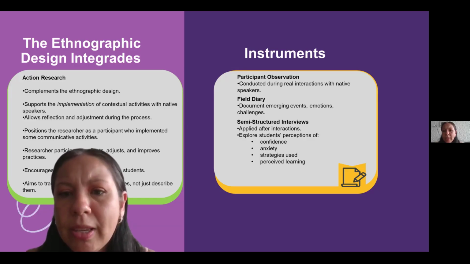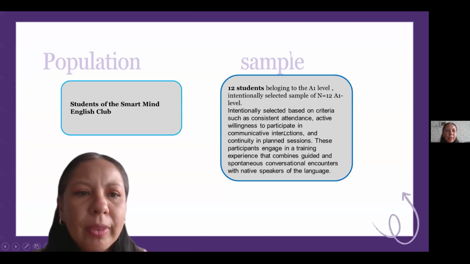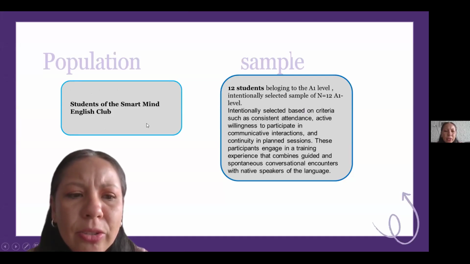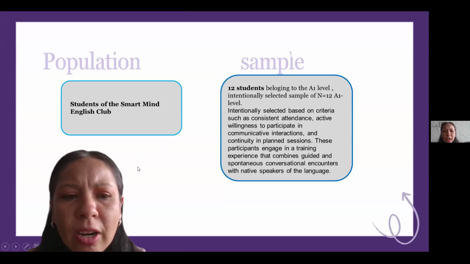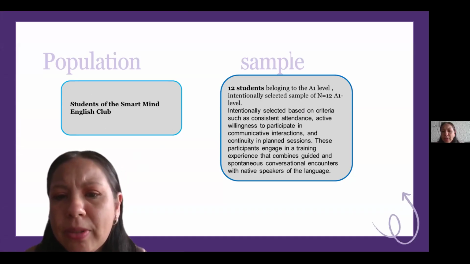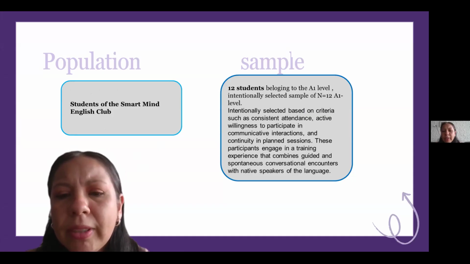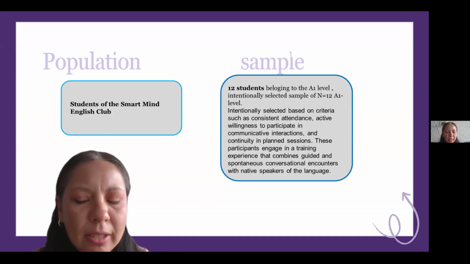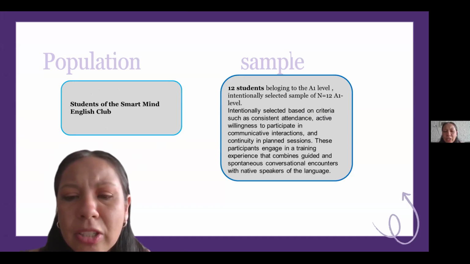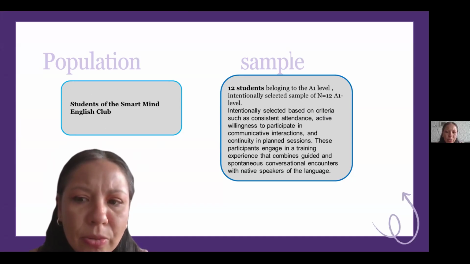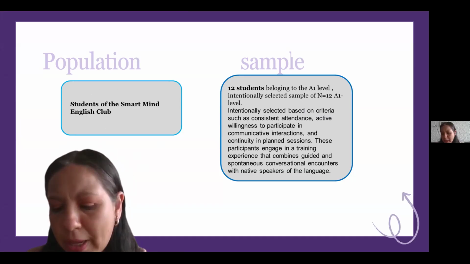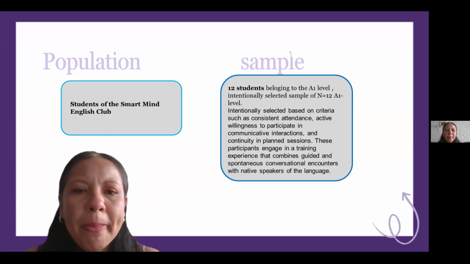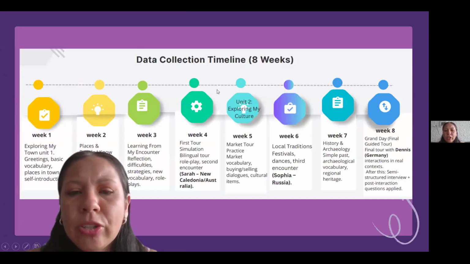The instruments of this research are participant observation, field diaries, and structured interviews. The population are students of the Smart Mind English Club, and the sample is 12 students belonging to the A1 level, intentionally selected based on criteria such as consistent attendance, active willingness to participate in the communicative interactions, and continuity in the planned sessions. This is my data collection timeline.